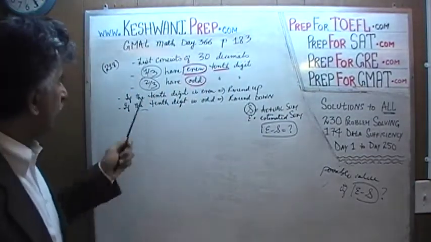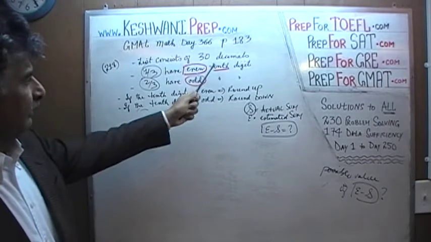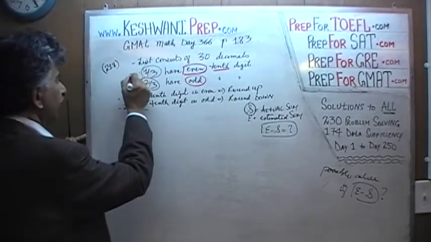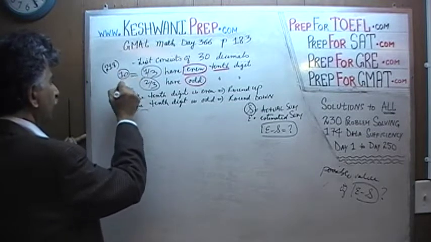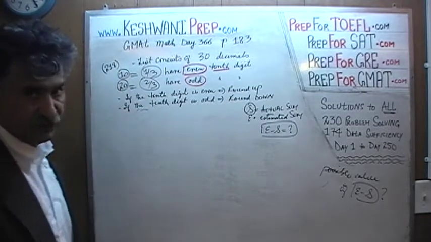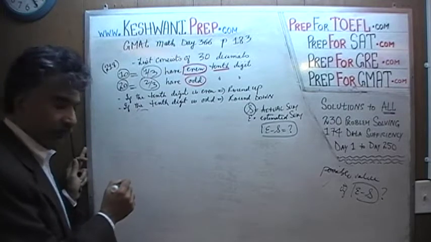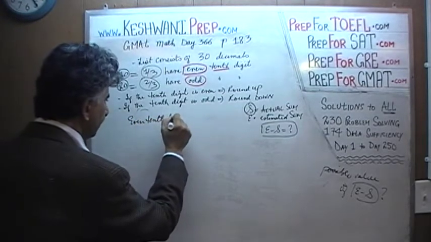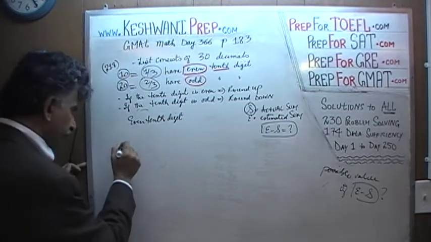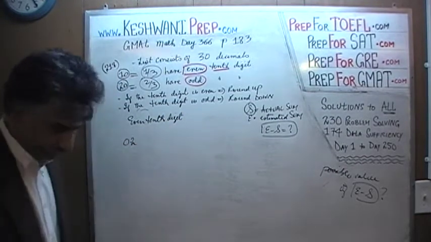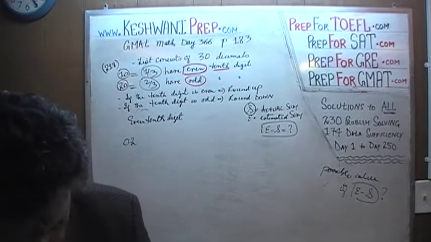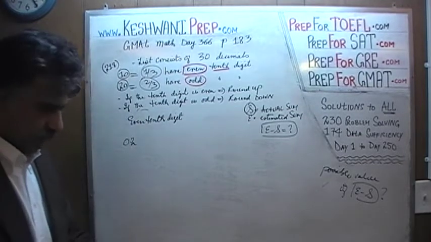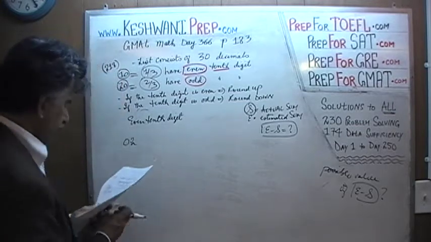Now remember, we are told that a third of them have even tens digits. A third of 30 is 10. So 10 of them have even tens digits, and 20 of them will have odd tens digits. Remember that. So let's first take care of the even digits, the even tenth digit. And those will be 0.2, 0.4, 0.6, 0.8. Let's look at different scenarios.